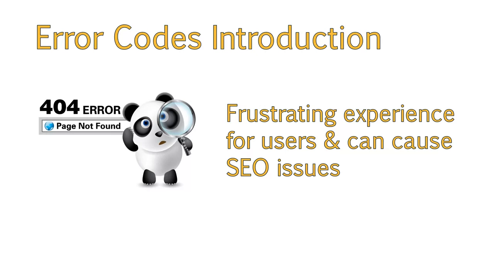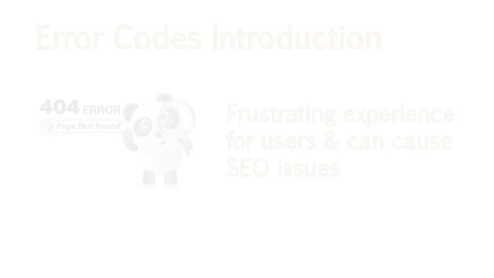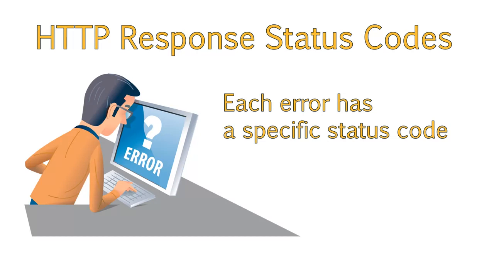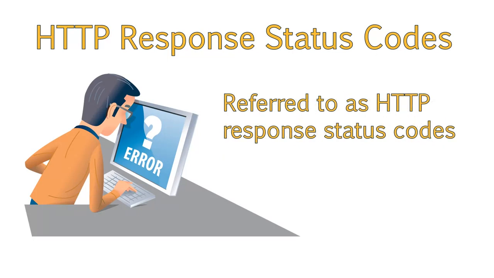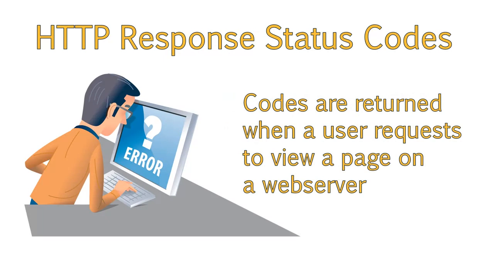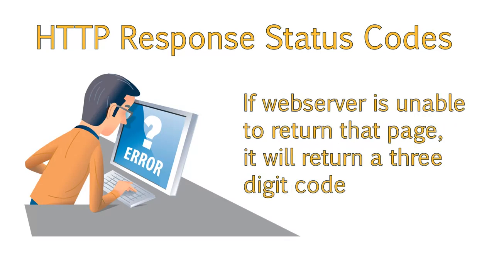Let's discuss some of the common errors you may encounter when analyzing a site and what these errors mean for SEO. Each error has a specific status code attached to it. This helps search engines and developers understand what went wrong when attempting to load a page. These status codes are referred to as HTTP or Hypertext Transfer Protocol Response Status Codes. These codes are returned when a search engine or a user requests to view a particular page on a web server. If the web server is unable to return that page, it will return a 3-digit code in response.